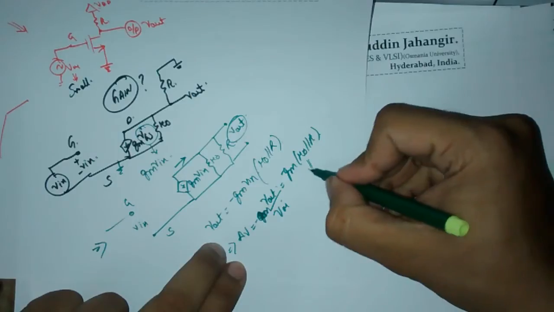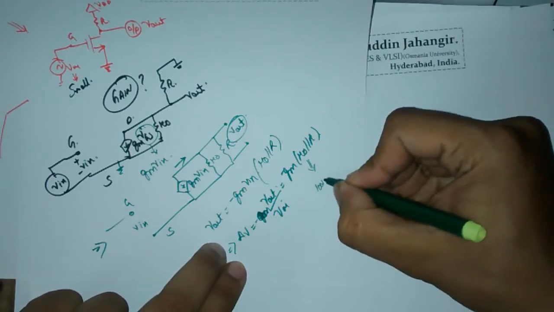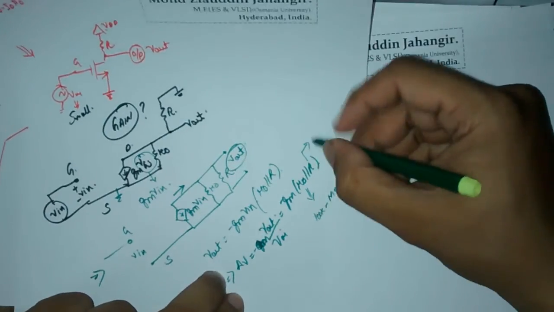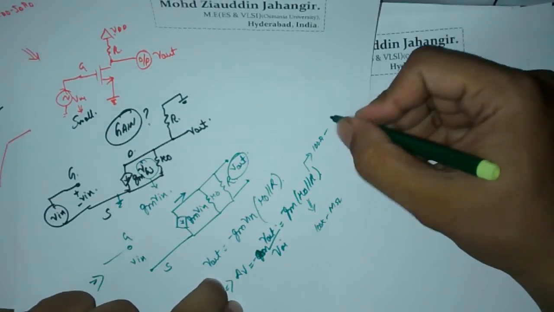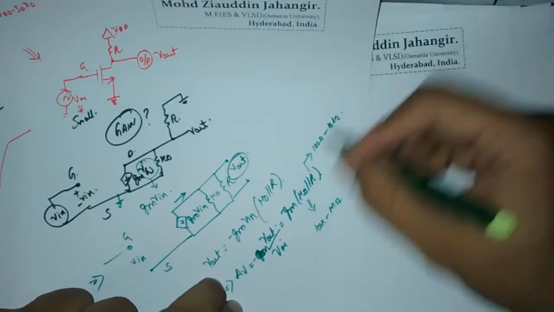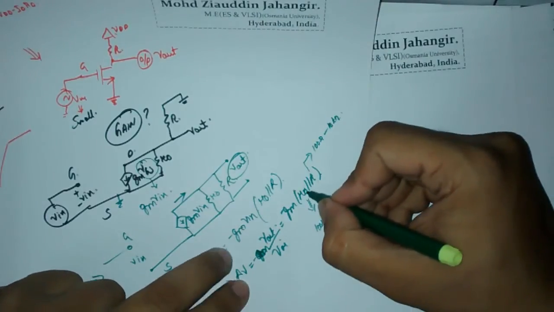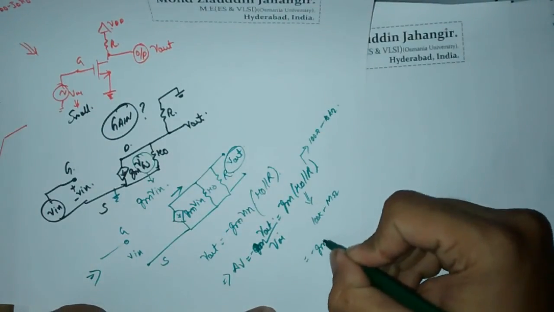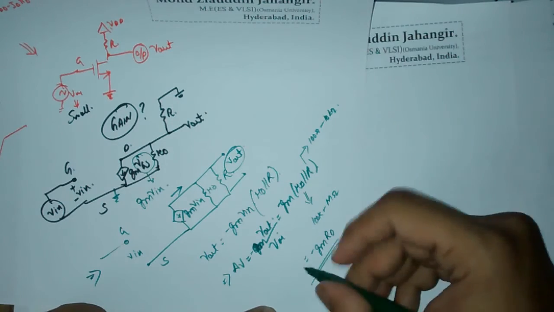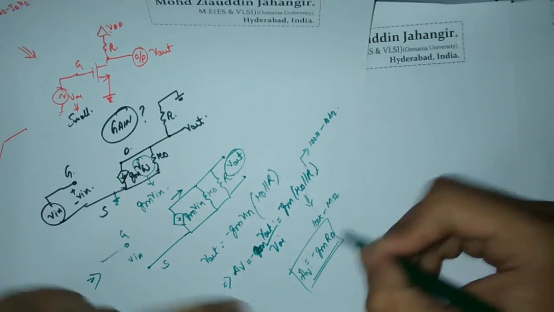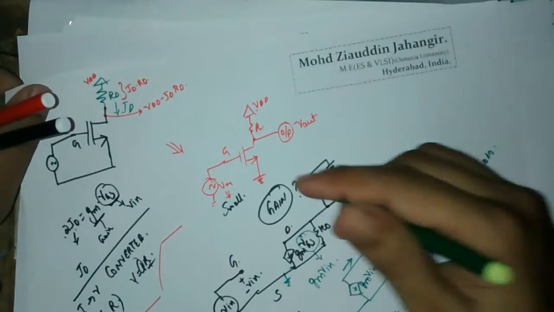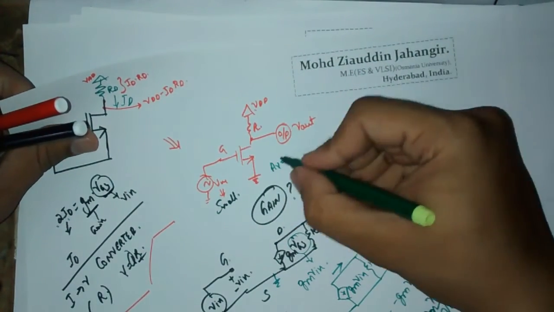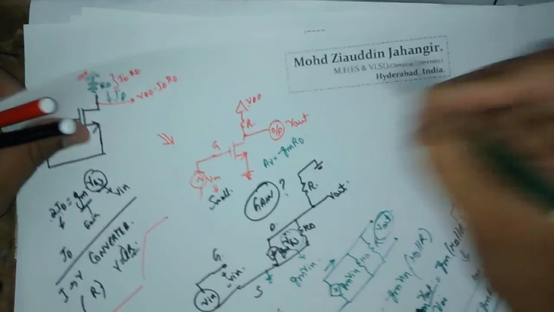Generally this resistance R0 will be in the order of 100 kilo ohm to mega ohm, whereas this R is going to be a moderate value, that means a few hundred ohms to a few tens of kilo ohm. So a huge value in parallel with a small value will ultimately result in a small value. Ultimately you are going to get gm into RD as your gain. Okay, so this MOSFET circuit is going to have a gain equal to minus gm into RD.